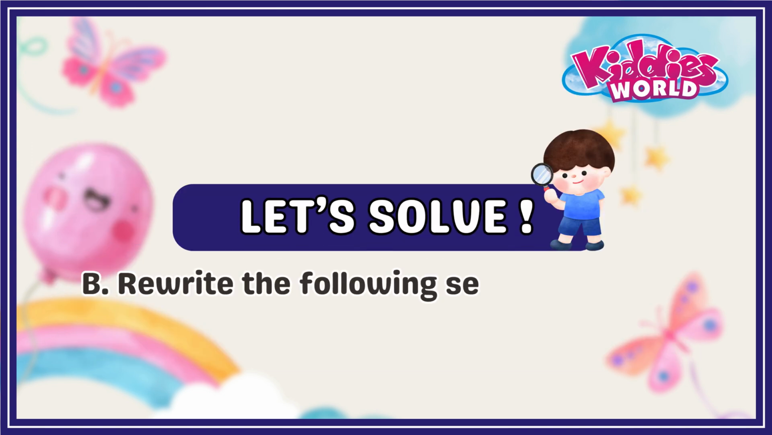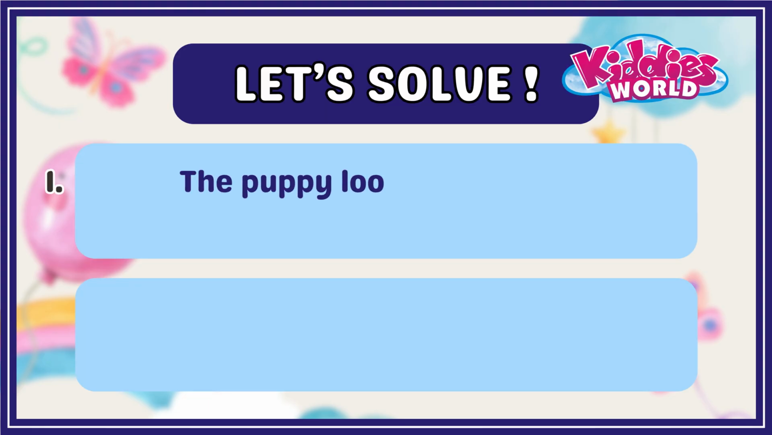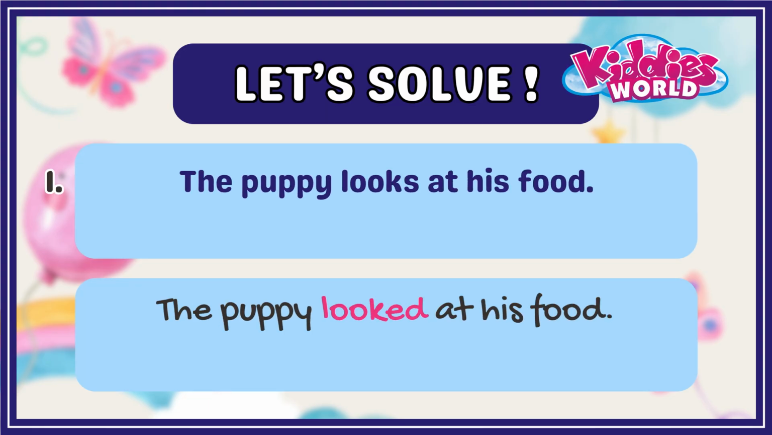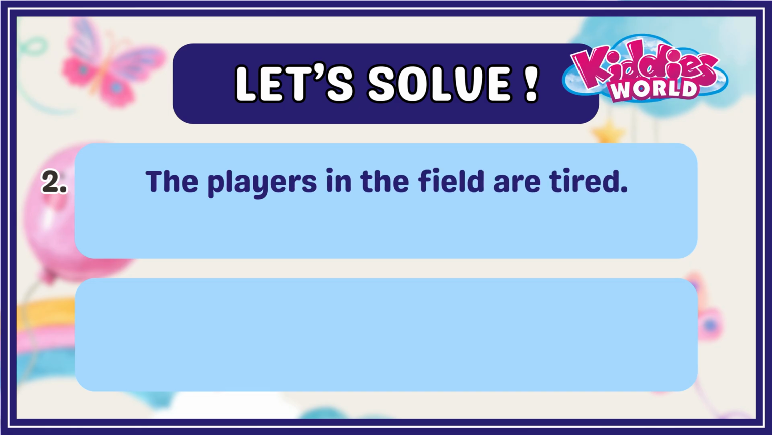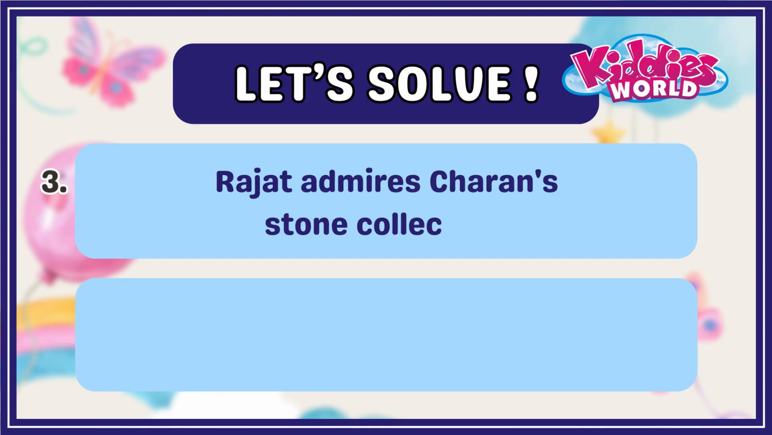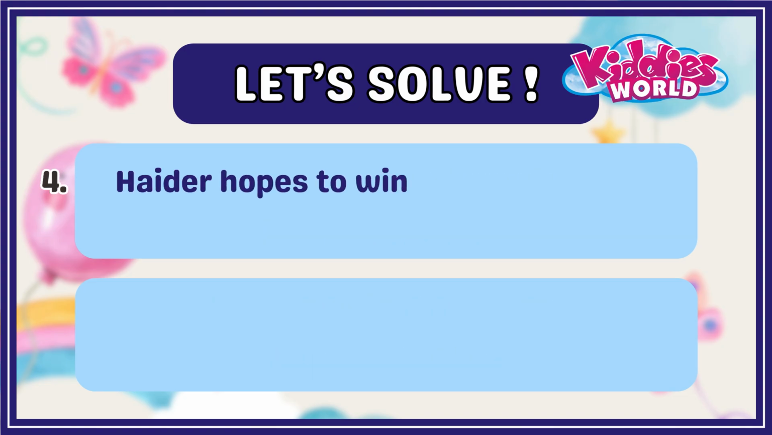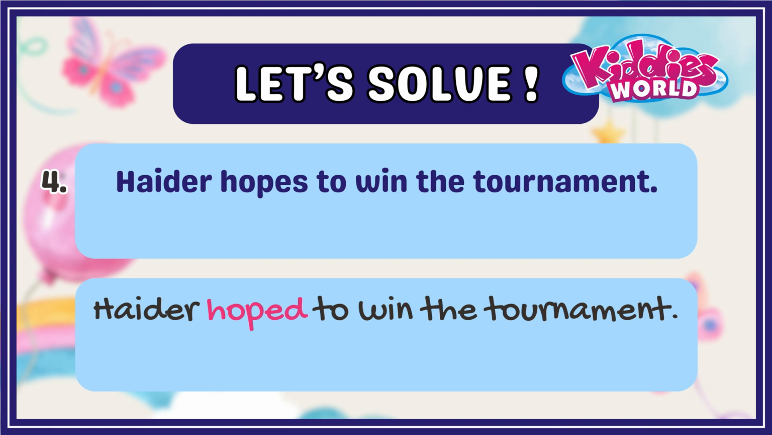Let's rewrite these sentences in the simple past tense. The puppy looks at his food. The puppy looked at his food. The players in the field are tired. The players in the field were tired. Rajat admires Charan's stone collection. Rajat admired Charan's stone collection. Hyder hopes to win the tournament. Hyder hoped to win the tournament.